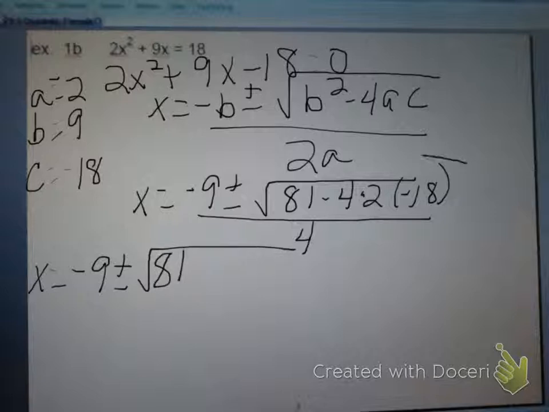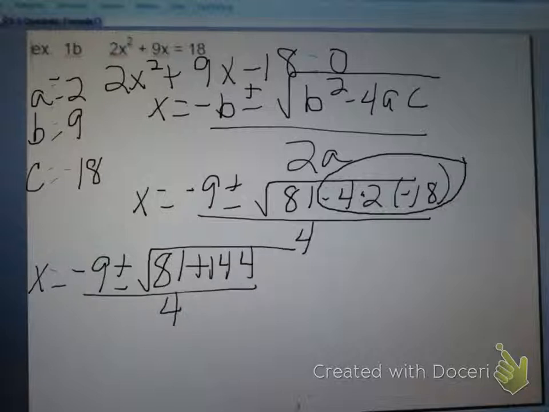Now, go and circle the negative 4ac, the negative 4 times 2 times negative 18. You know that negative 4 times 2 is a negative 8, and 8 times 18 is 144, and negative times negative would make it a positive 144, all over 4. Now 144 plus 81 is 225. So again, we're going to recopy the negative 9 plus or minus the square root of 225 all over 4.